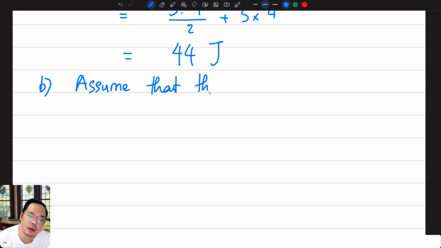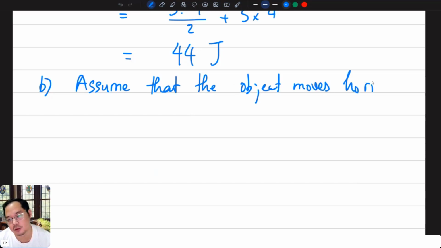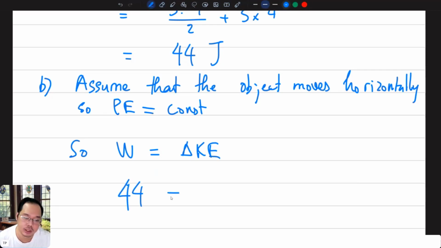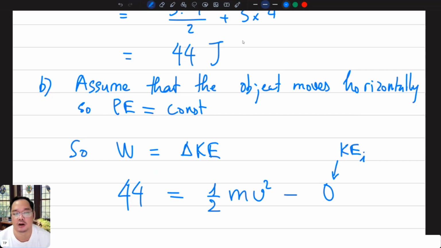The object moves horizontally, so the potential energy is constant, and therefore the work done by the force is equal to the increase in kinetic energy, meaning 44 joule. 44 joule equals 1/2 m v squared final minus the initial kinetic energy. The initial kinetic energy is 0, starting from rest.